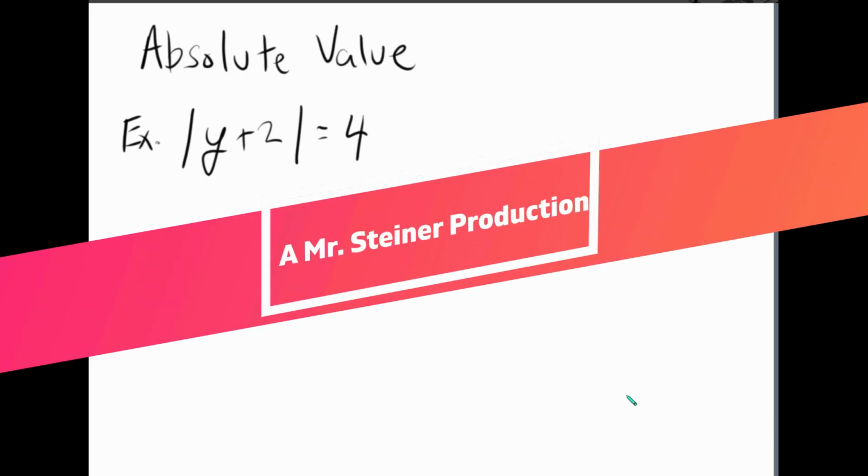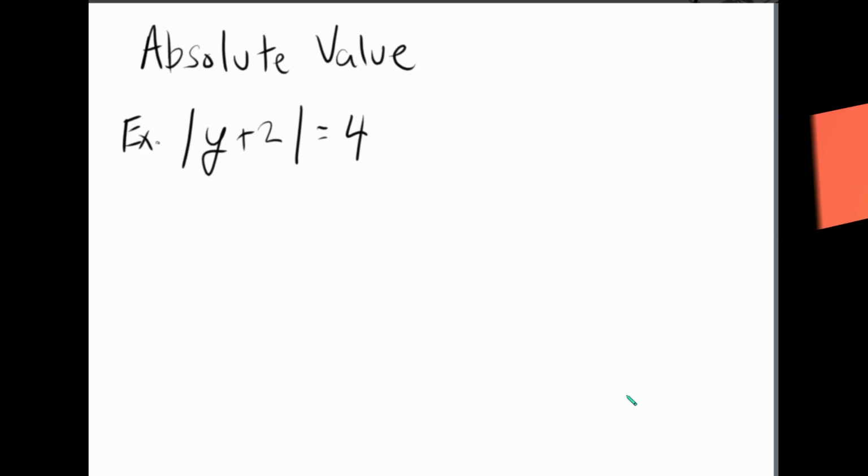Hello all, in this video we're going to take a look at absolute value and solving absolute value equations. Just a couple little refreshers. Absolute value is how far away a number on a number line is from zero. Since that is a set distance, our absolute value can never be a negative number. It always has to be equal to a positive number.